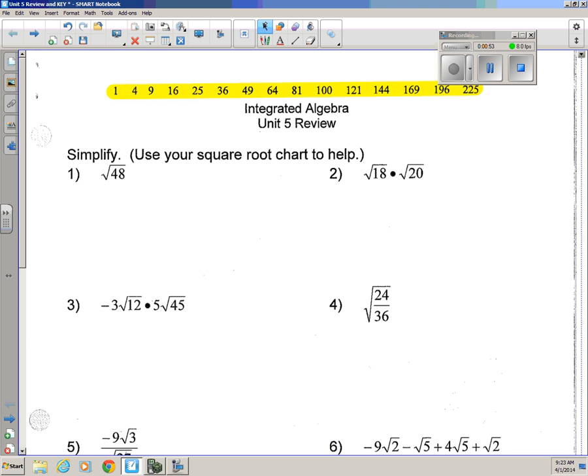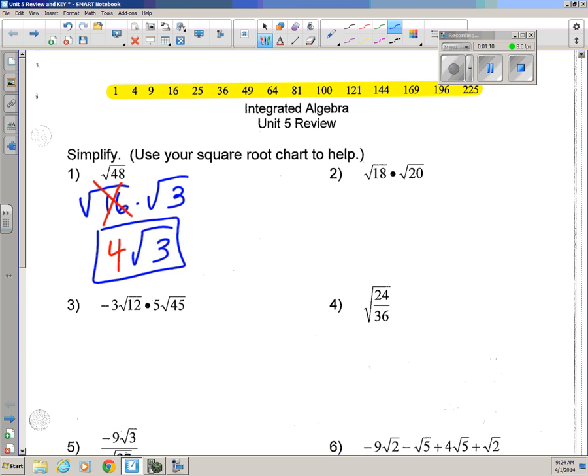So the first one, simplifying radical 48. We're looking for the largest perfect square that goes into 48. I know it happens to be 16, but 16 times 3 is 48. The square root of 16 is just 4. There's no more radical left. Final answer is 4 radical 3.